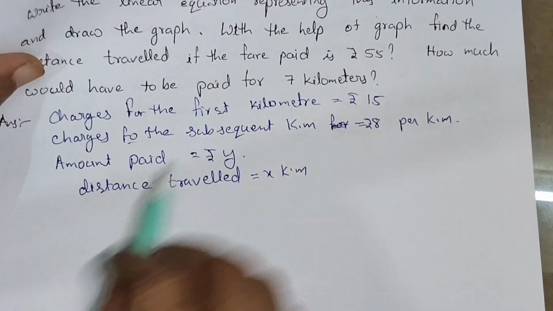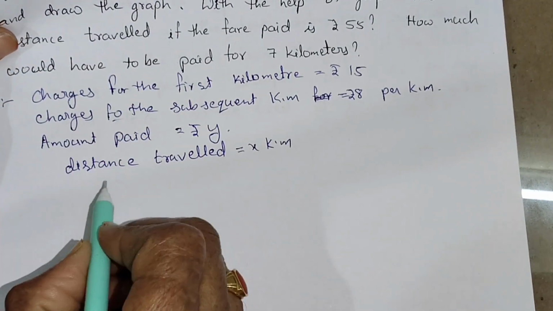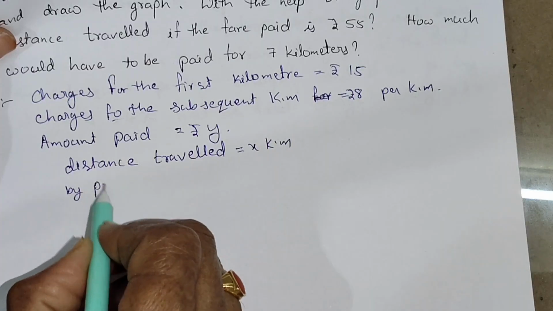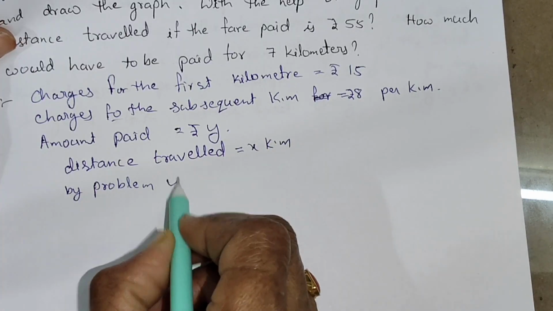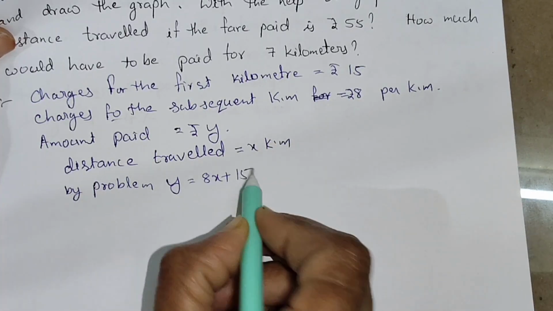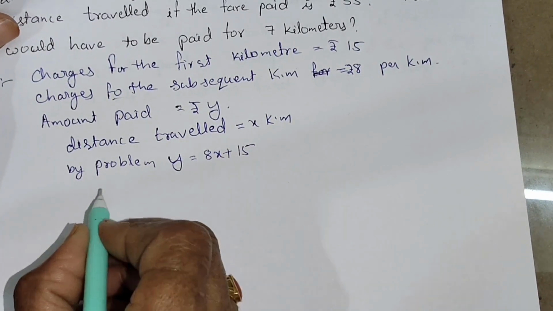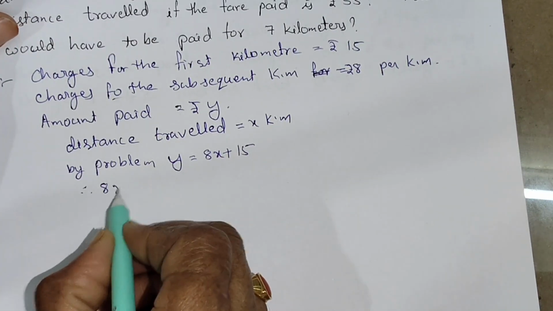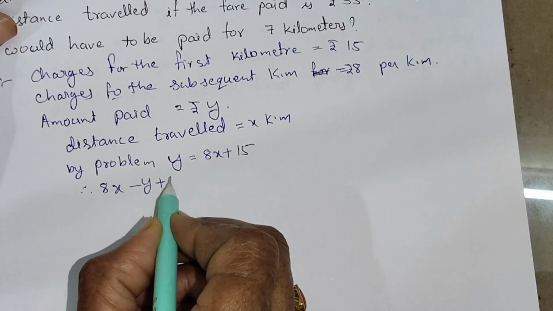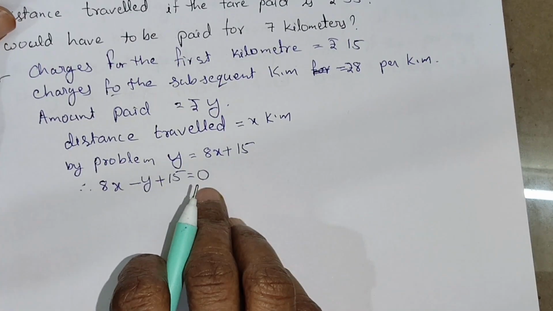So by the problem we write y is equal to 8x plus 15. This is the y value. Now we write the equation, therefore the linear equation is 8x minus y plus 15 equal to 0. This is the linear equation.